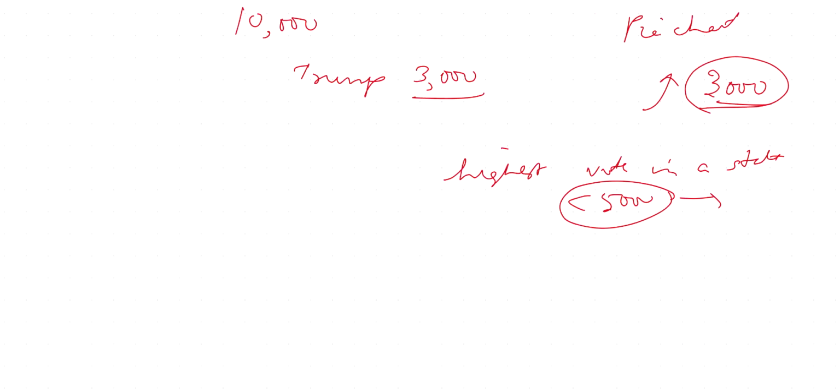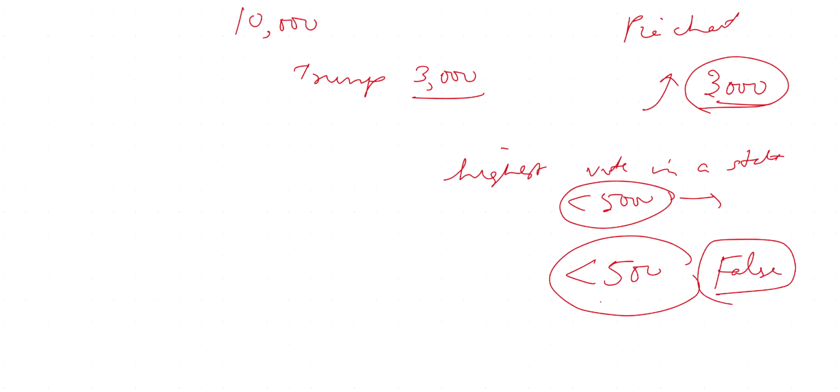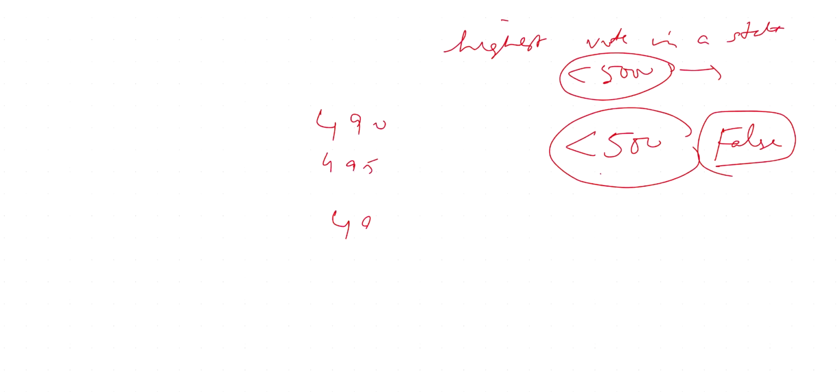But if I just change the number, can the highest vote received in any state be less than 500? This statement cannot be true. It's false. Why it's false is, even if you have numbers like 490, 495 for all the states, I mean 496, 499, and let's say 400, even if you add all of them up, this is not going to cross 3,000. So this means that at least one state would have gotten more than 500 votes for sure, right? So this is an example of a question that I could have asked.